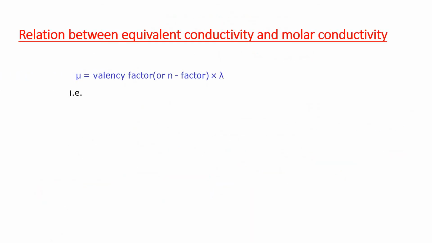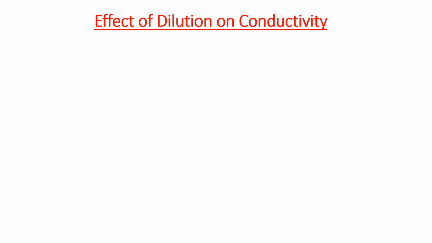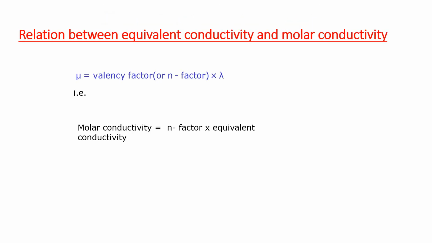Now what is the relation between the equivalent conductance and molar conductance? Generally equivalent conductance and molar conductance can be calculated like this. When you multiply n factor with equivalent conductance, we are going to get the molar conductance. Molar conductance is equal to n into equivalent conductance. What is this n? n means a Z factor.